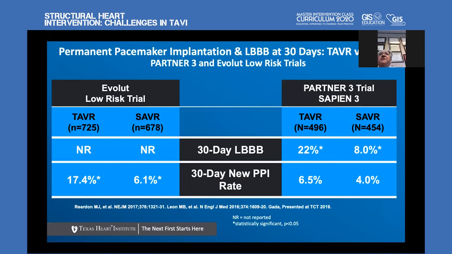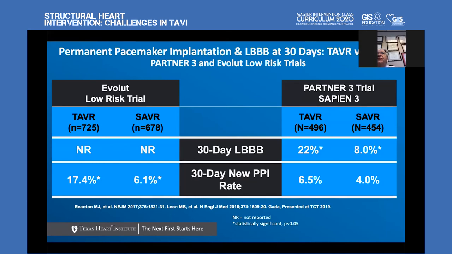Now, what is also very interesting and surprising as far as permanent pacemaker implantation is concerned in the Evolut low-risk trial is that there was a tremendous variation from center to center, operator to operator, in the need for a permanent pacemaker. We see one operator and one center had a dramatically lower incidence of permanent pacemaker implantation than the others. We will discuss this in more detail because they used a different protocol and different criteria for how to implant the Evolut type of valves.